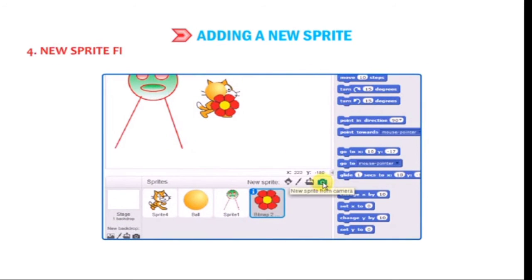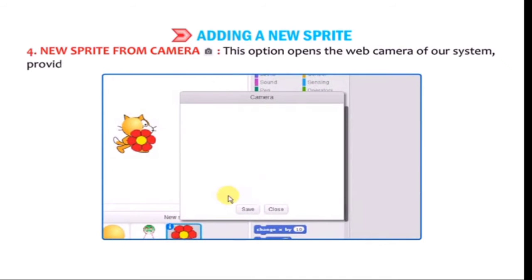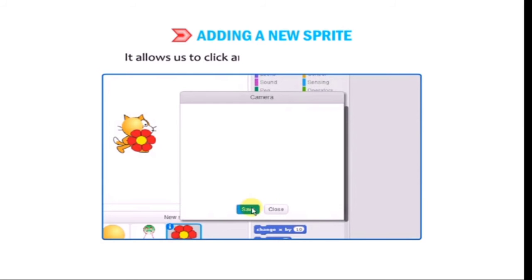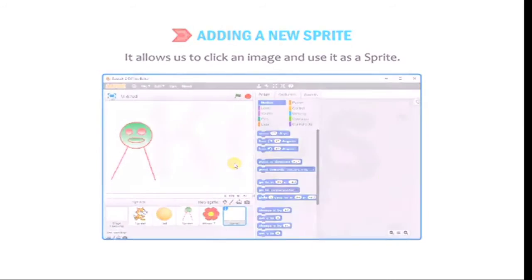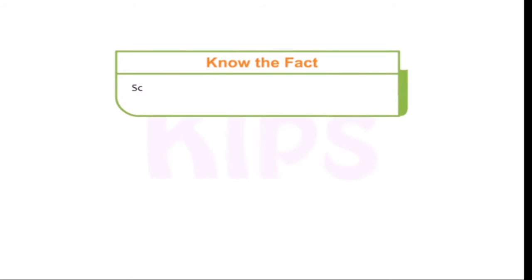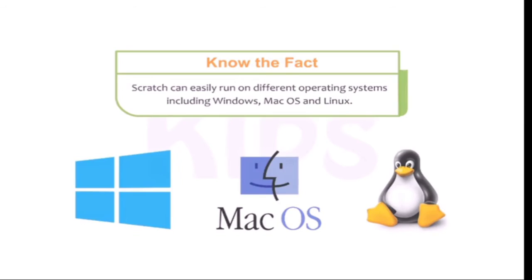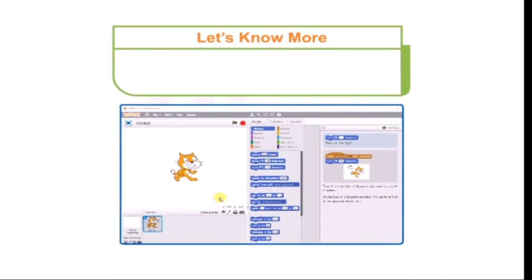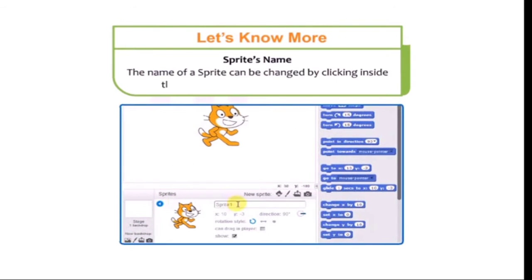Number 4. New Sprite from Camera. This option opens the web camera of our system, provided our system is enabled with it. It allows us to click an image and use it as a sprite. Another fact to note is that Scratch can easily run on different operating systems including Windows, Mac OS and Linux. Students, know that a sprite's name can be changed by clicking inside the box that displays the sprite's name.